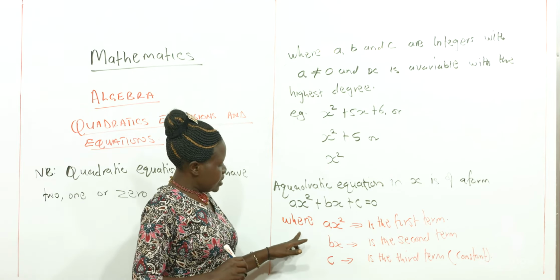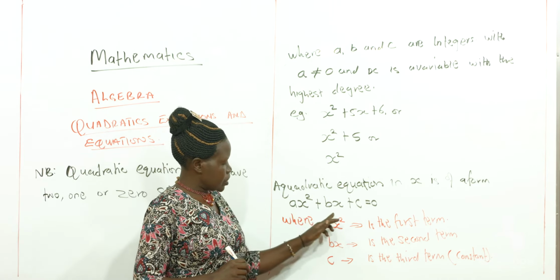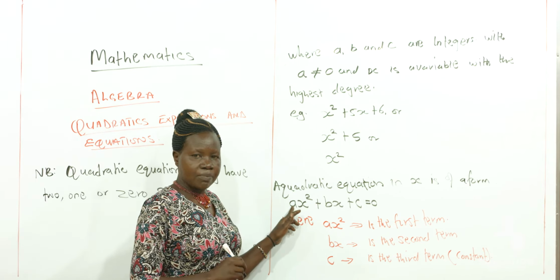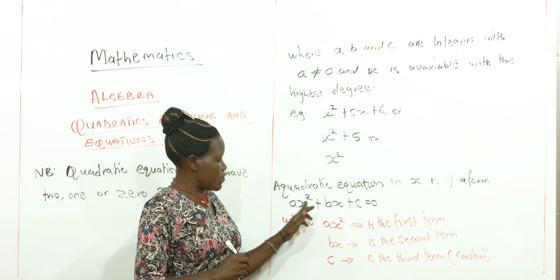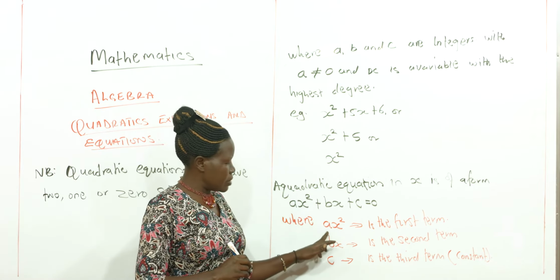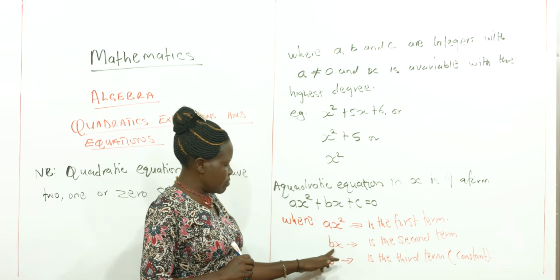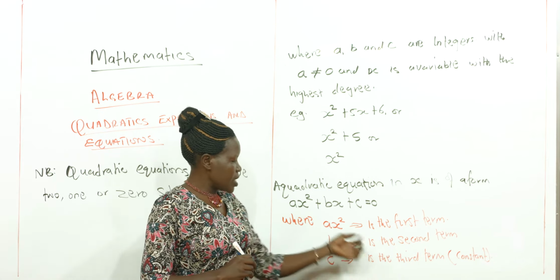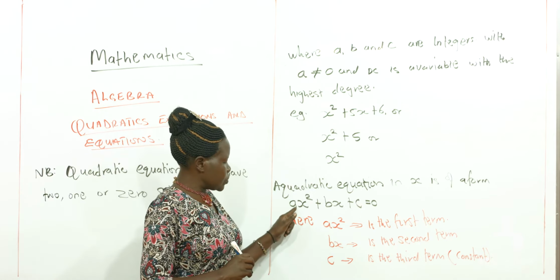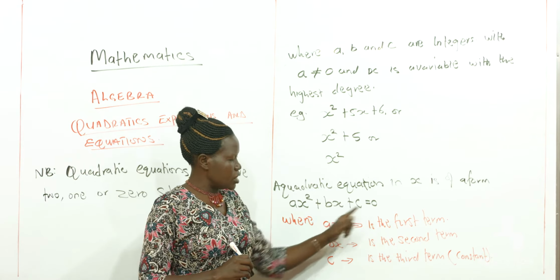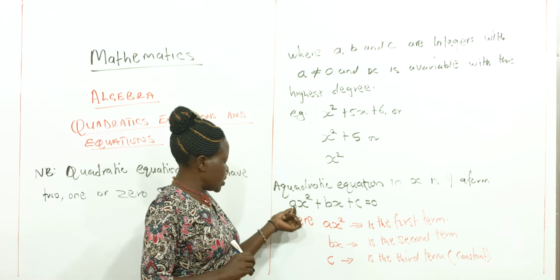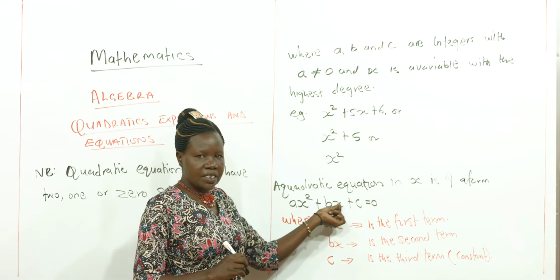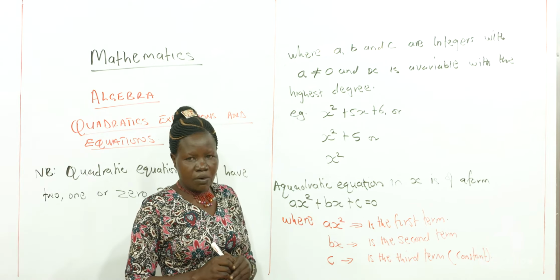So here you need to understand these abbreviations. When you see a, it means it is the first term, the coefficient of x squared. And then we have bx, which is the second term, and then c is the third term. Take note that these abbreviations a, b, c are coefficients. So a is the coefficient of x squared, b is the coefficient of x, and c is a constant.